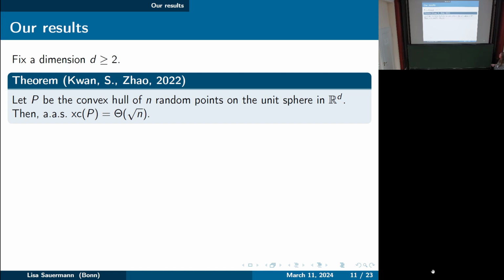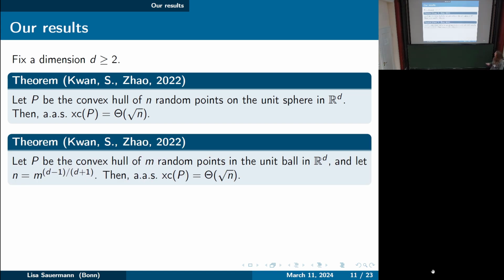So P is the convex hull of these n random points on the unit sphere in R^d, so on the boundary of the unit ball. Then in this first model, asymptotically almost surely, so with probability tending to 1, the extension complexity is within a constant factor of square root n. That means that the lower bound of square root n for random polytopes that we saw on an earlier slide is actually the right number for random polytopes in this model.